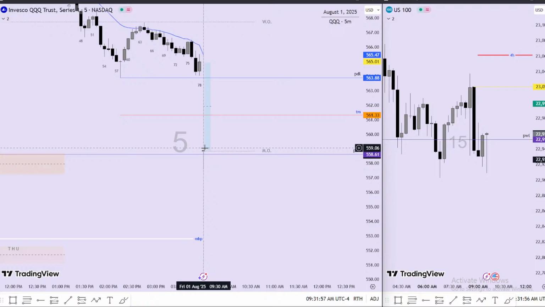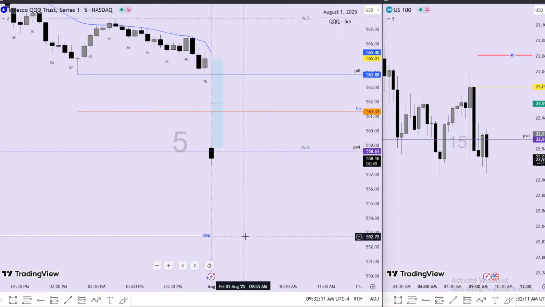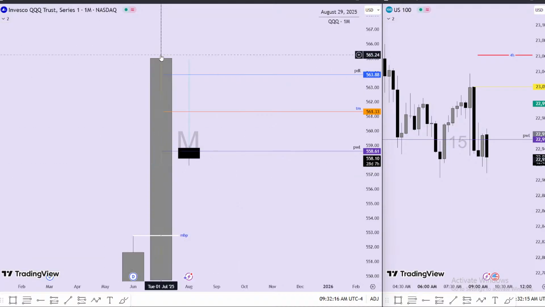Something also to keep in mind is that today is the first day of the month, 1st of August, and this point where we opened is also a monthly opener. So on the monthly candle, we have a gap. It's a huge gap.